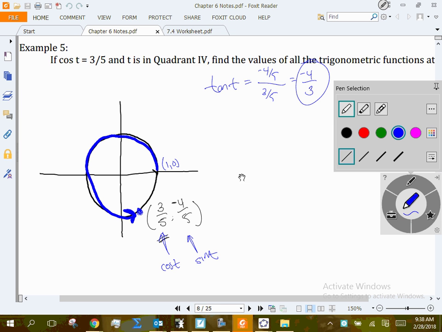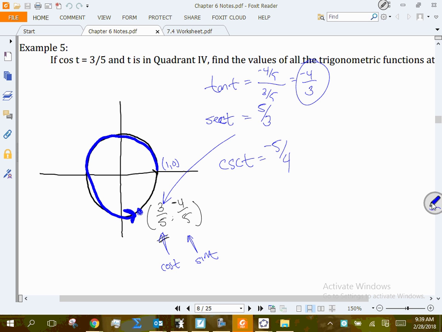What is the secant of t? 5/3. Secant's the reciprocal of your cosine, right? Cosine is 3/5. Reciprocal has got to be 5/3. What is cosecant of t? Negative 5/4. Is that all right with everyone? That is working in the unit circle, right? Okay. Let's draw a comparison to what we've done in chapter 5.